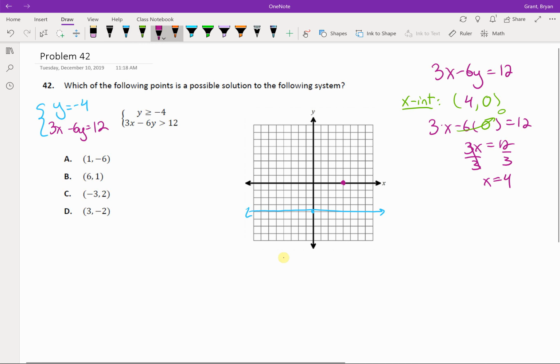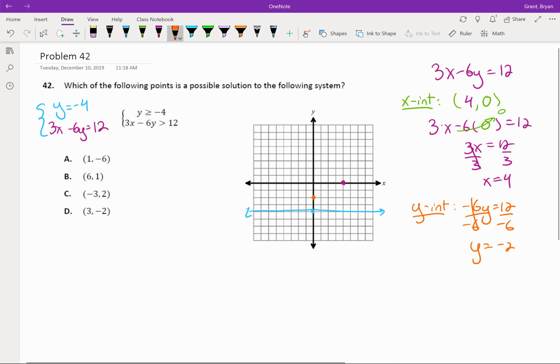Doing the y-intercept is really the same thing. You'll notice that the y canceled out when we were solving for x, so it shouldn't surprise you too much that when we find the y, the x is going to cancel out and just leave us with -6y equals 12. Then we're going to divide off our -6 and that gives us a y-intercept of -2.